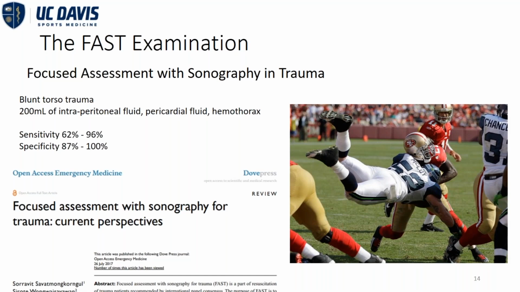Now, in an MD's hand who's been trained, and we'll talk about training soon, the sensitivity is on the very, very low end, reported at 62. Most of the studies are actually in the 90s as far as sensitivity. And the specificity in the right setting, so if you have a previously healthy human who then was hit in the torso and you see free fluid, that is pretty specific for intra-abdominal blood.